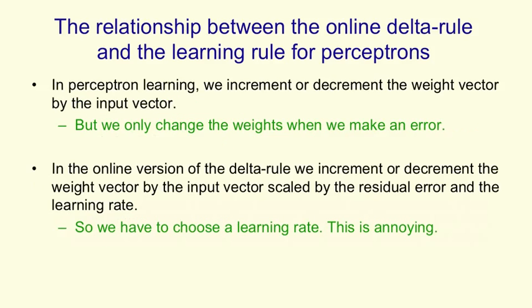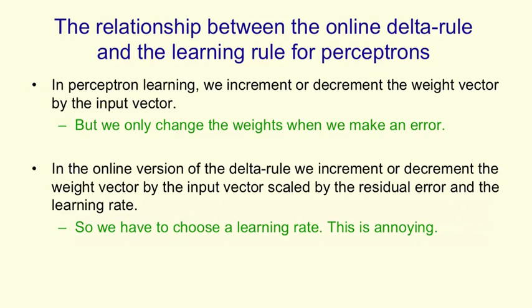There's an interesting relationship between the delta rule and the learning rule for perceptrons. So if you use the online version of the delta rule, where we change the weights after each training case, it's quite similar to the perceptron learning rule. In perceptron learning, we increment or decrement the weight vector by the input vector, but we only change the input vector when we make an error. In the online version of the delta rule, we increment or decrement the weight vector by the input vector, but we scale that by both the residual error and the learning rate.